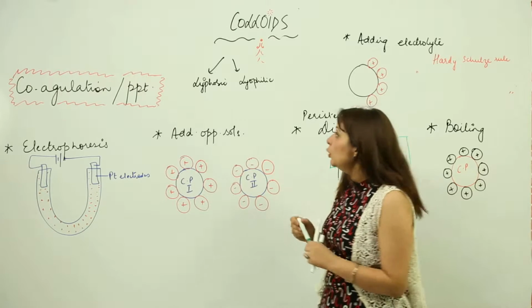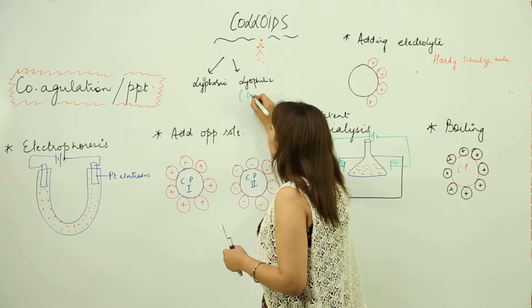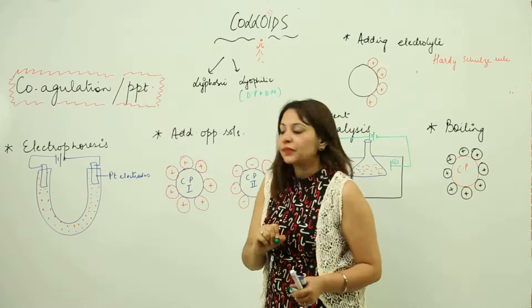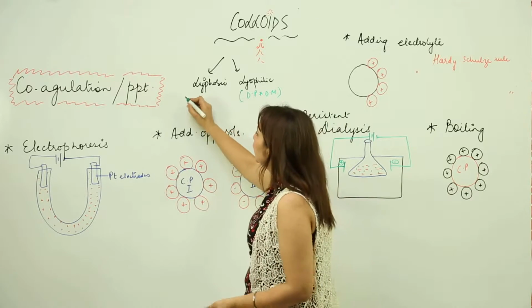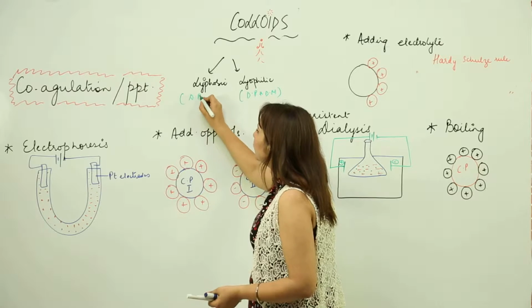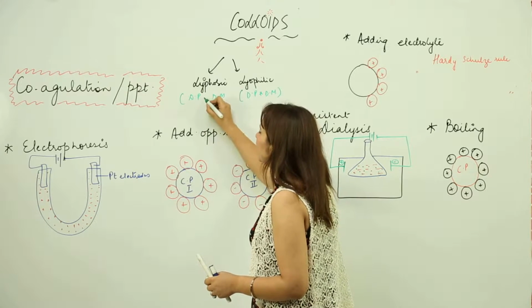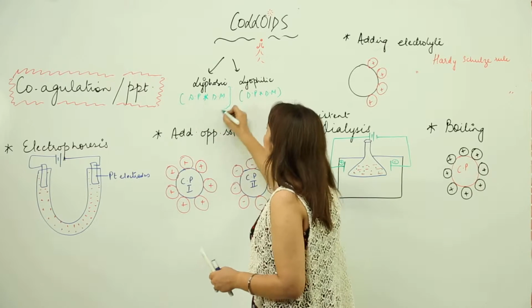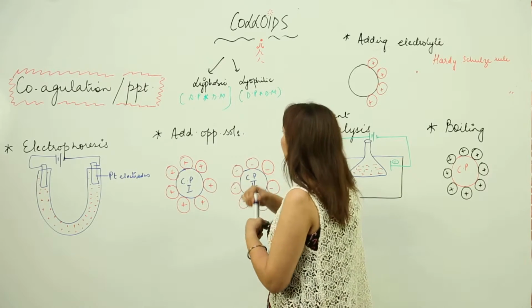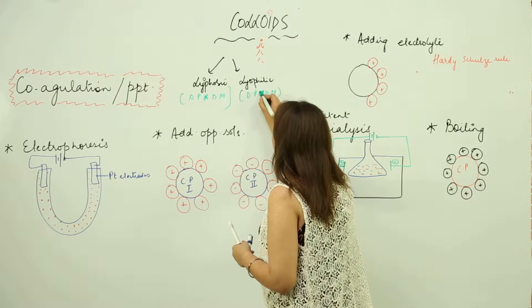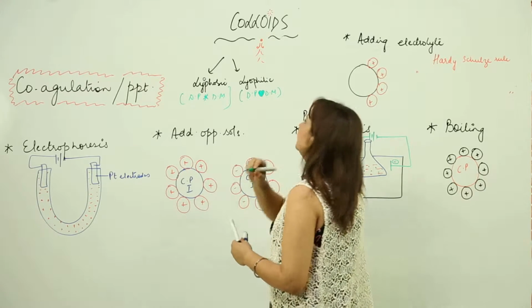As you already know, in lyophilic colloids the dispersed phase particles have love for their dispersion medium. In contrast, when we talk about lyophobic, the dispersed phase actually hates the dispersion medium. They have the hate factor. I'll draw a heart here, they have a love factor.